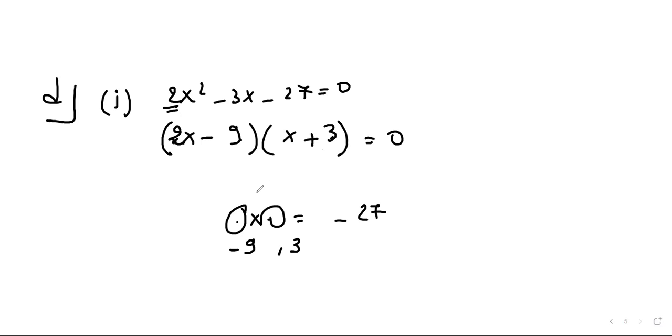And let's see if I will get a good factorization or not by expanding this, to see if I will have the same expression here. So 2x times x is equal to 2x squared. Well, I got the first term, which is normal. 2x times 3 is equal to 6x. After that, negative 9 times x is minus 9x.